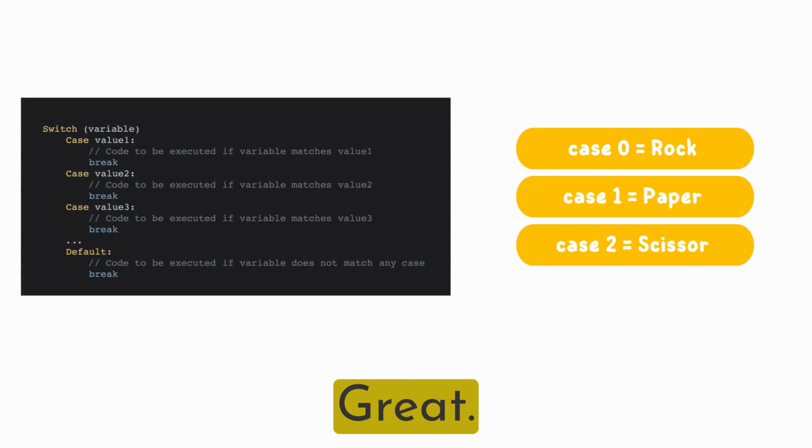Now, let's allow the player to make their choice by getting their input. For this, we'll use the prompt function. It displays a dialog box for the player to enter their choice.